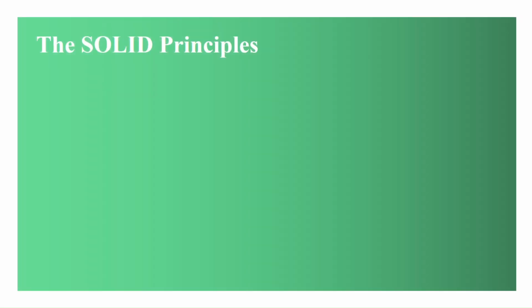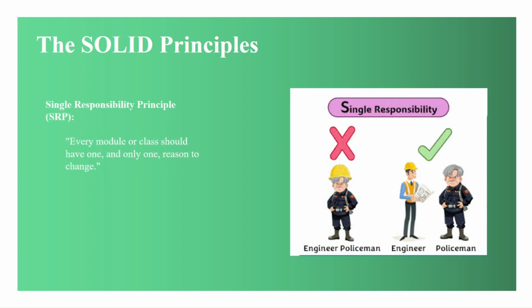Let's start with SOLID principles, a set of five guidelines that have become a cornerstone for object-oriented design. First one is the single responsibility principle. Every module or class should have one and only one reason to change. For example, consider a customer management system. Instead of having one class handle both customer data and email notification, you would separate these into two classes. This makes each class easier to maintain and test.